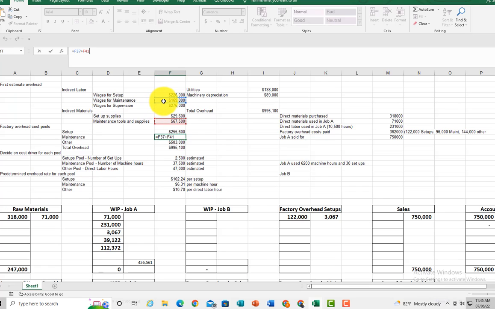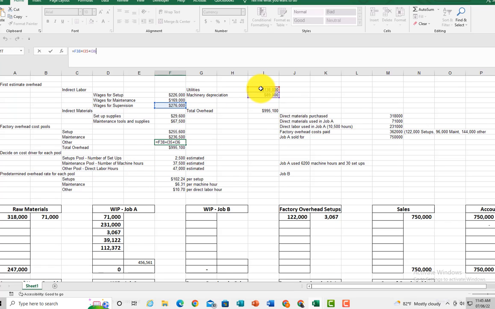Second cost pool for maintenance with those two. And then everything else. Notice the total is exactly the same. Okay, we've just broken it into three cost pools.